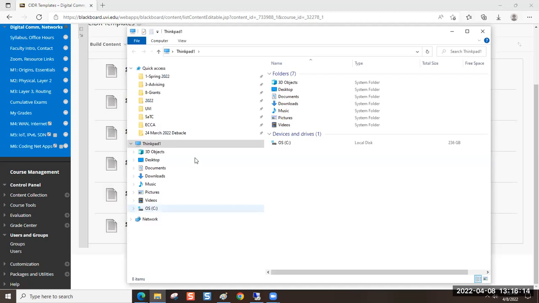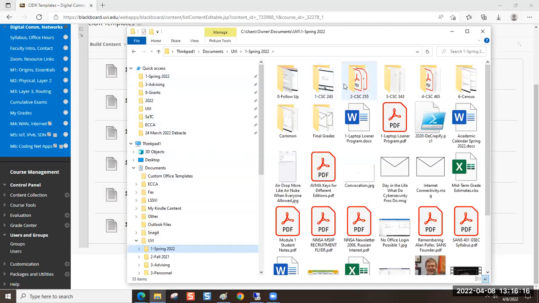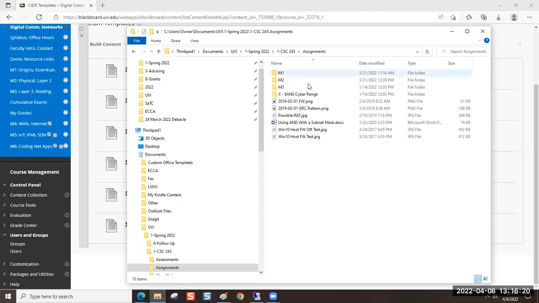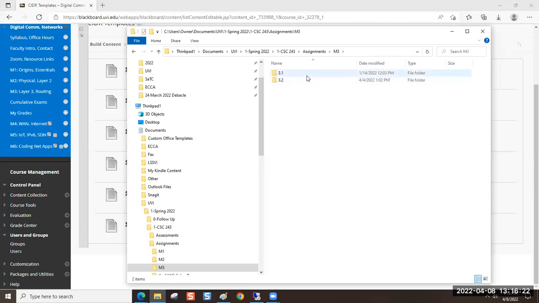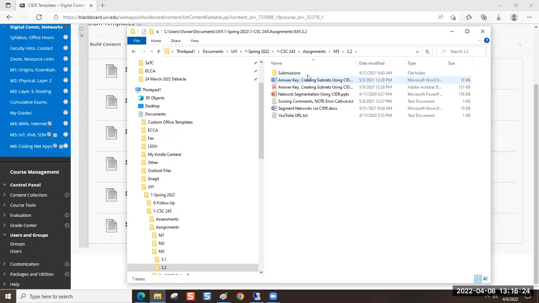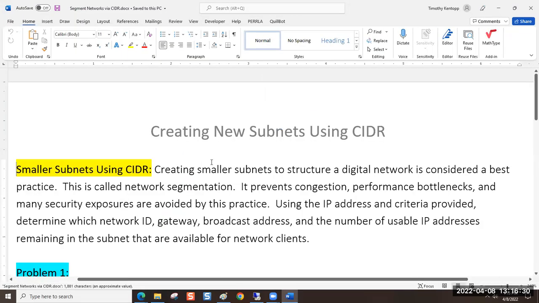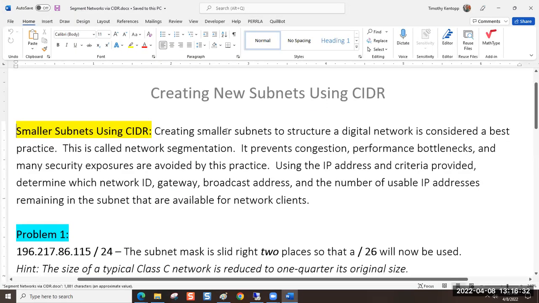Well, the assignment is a pretty simple activity. And if you look at the assignment, here is segmented networks, right? Can everybody see the screen?